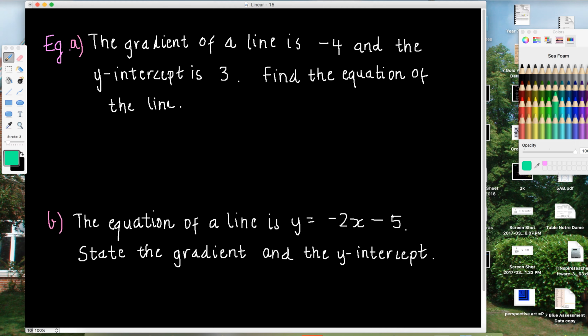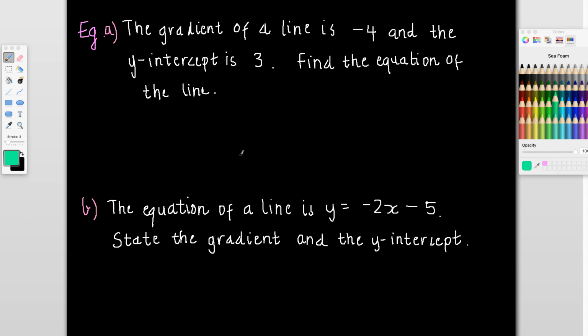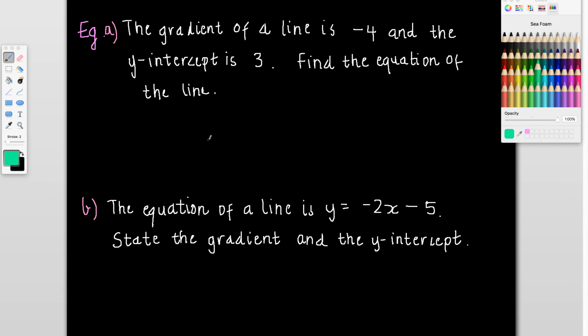Okay, so here we have: the gradient of a line is -4 and the y-intercept is 3. What is the equation of this line? Well, I haven't been asked what form it needs to go in, so I'm just going to use the gradient-intercept form because it's nice and straightforward. If the gradient's -4, I can say that m is -4, and if the y-intercept is 3, I can say that b is 3. Therefore, my rule, which is y equals mx plus b, will look like this: y equals -4x plus 3. And there's my equation.